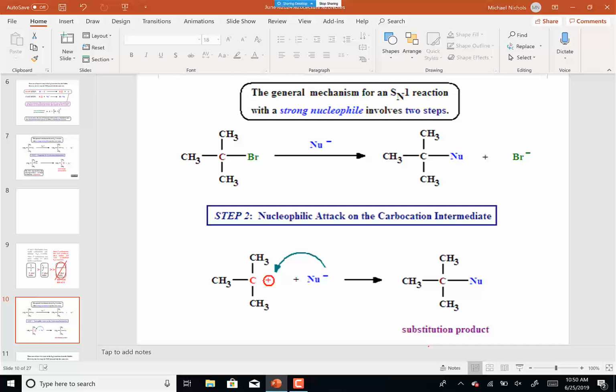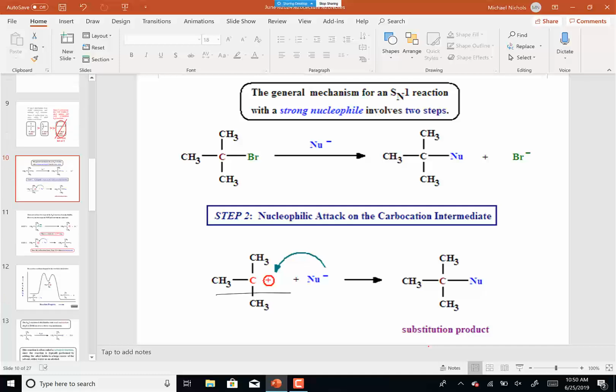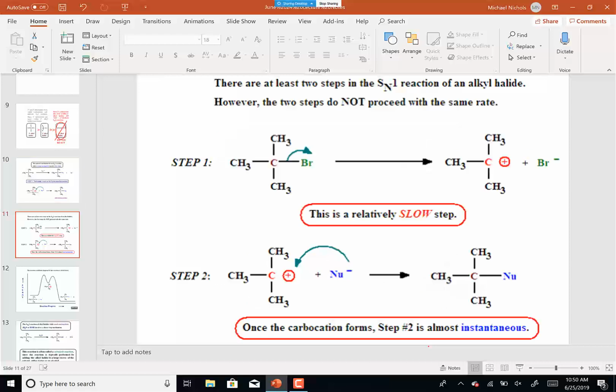Once we form our carbocation, then our nucleophile comes in, and we get a substitution product. So then there's the overall reaction, with step 1, step 2. But in this case, I'm reacting a nucleophile that has a negative charge. So when the negative charge reacts with the positive charge, we're done.